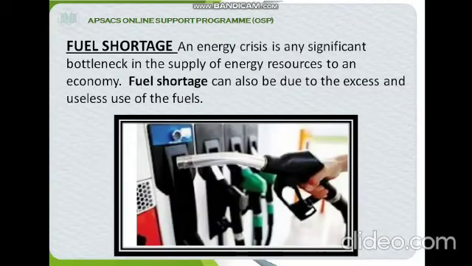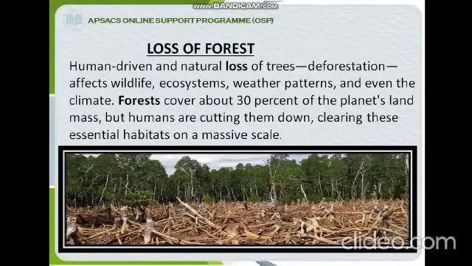Fuel shortage. An energy crisis is any significant bottleneck in the supply of energy resources to an economy. Fuel shortage can also be due to the excess and useless use of the fuels.